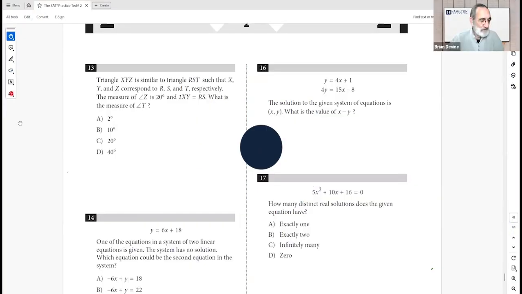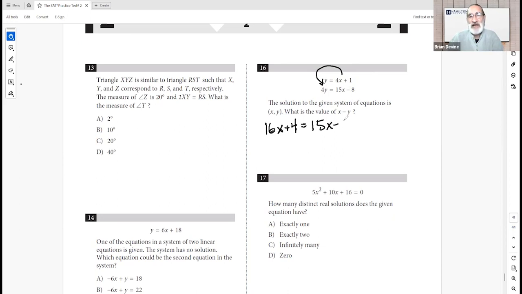Question 16. In question 16, the solution to the given system of equations is (x, y). So these two lines cross somewhere. And I can use any method that I want to solve these things. In fact, watch what I'm going to do here. If y equals 4x plus 1, I can just substitute this in for y. So 4 times 4x plus 1 is 16x plus 4. There's 4y. That's got to be equal to 15x minus 8.